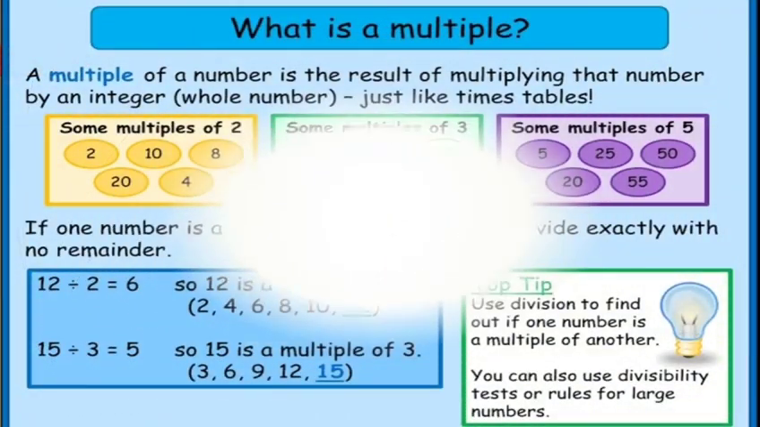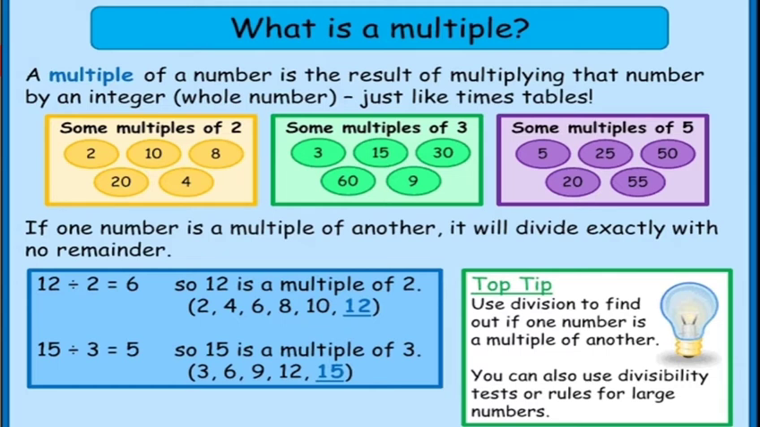Next comes, what is a multiple? A multiple of a number is the result of multiplying that number by an integer. Just like the tables that you learn. So the multiples of 2, I can hear you loud. So the multiples of 2 are 2, 4, 8, 10, 20, etc. Similarly, multiples of 3 are 3, 9, 15, 30, 60, etc. Then multiples of 5 are 5, 20, 25, 50, 55, etc.